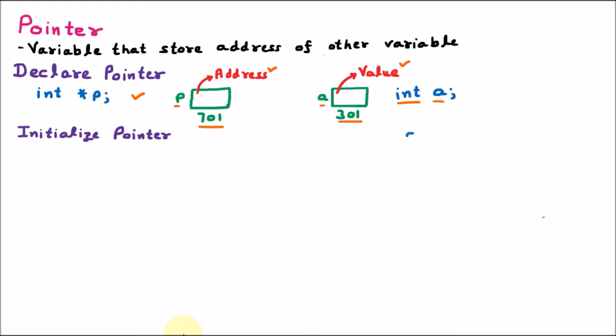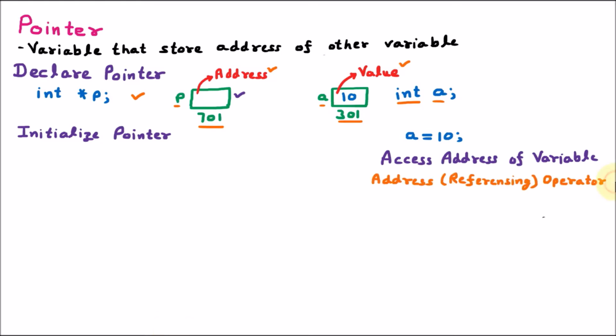Let us suppose I say A is equal to 10. That means this 10 value I am going to initialize to the variable A. So this is the initialization of a variable. We know that a pointer contains an address, so the pointer will be initialized with an address. First we should find how to find the address of a variable. For finding the address of a variable, we have the address or referencing operator, and this operator is the AND sign.